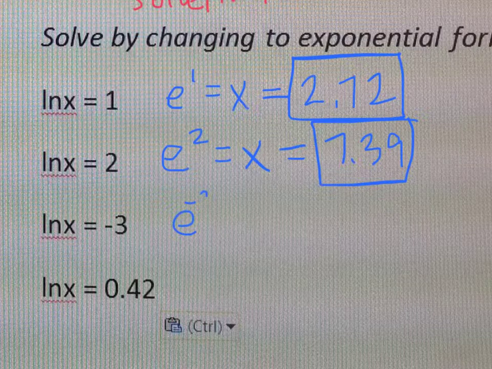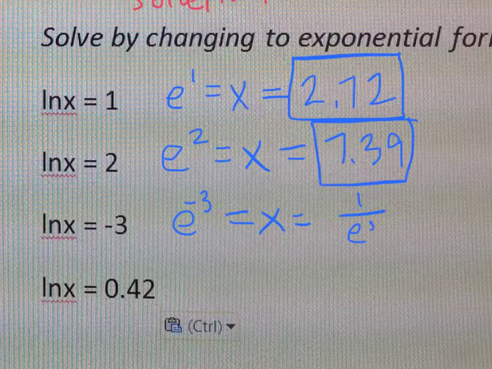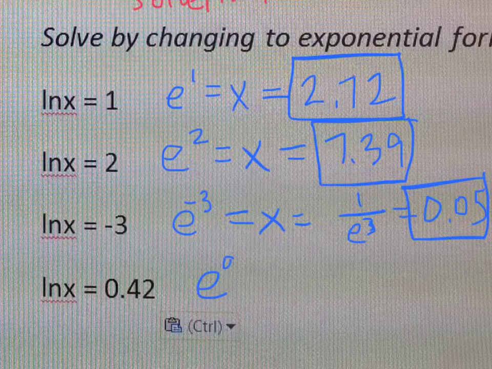e to the negative 3. So we know that that would be 1 over e to the third. There we go. That's about 0.05. And lastly, e to the 0.42 is x. That should give you about 1.52.